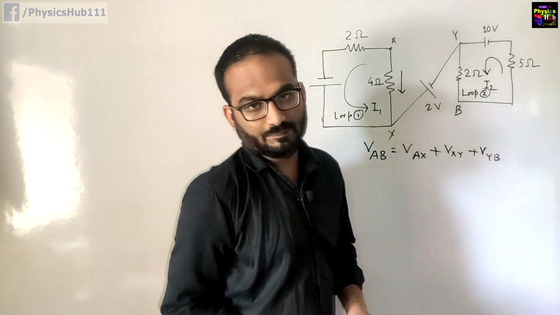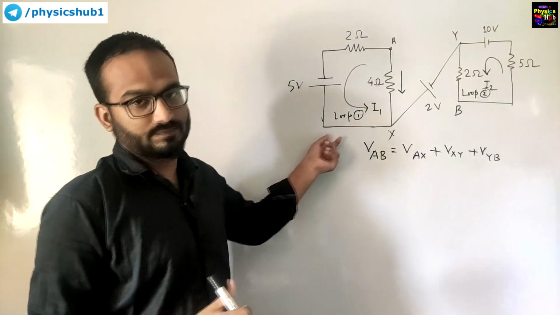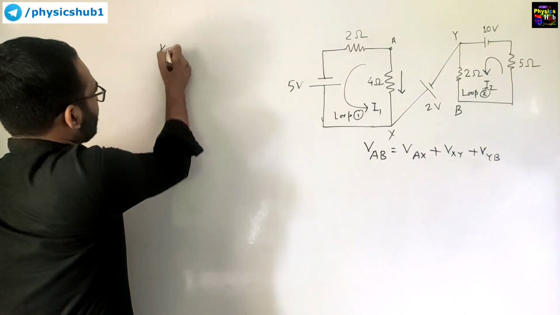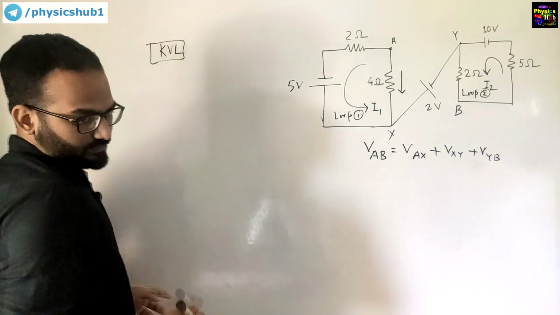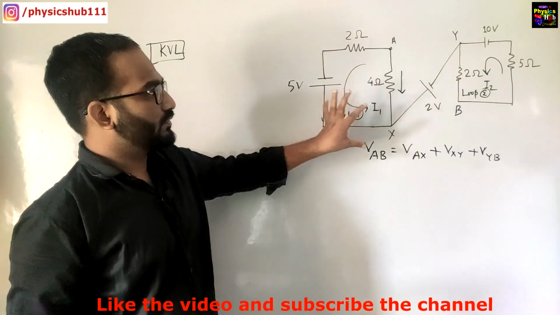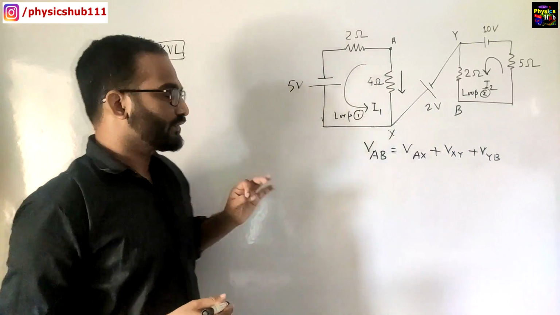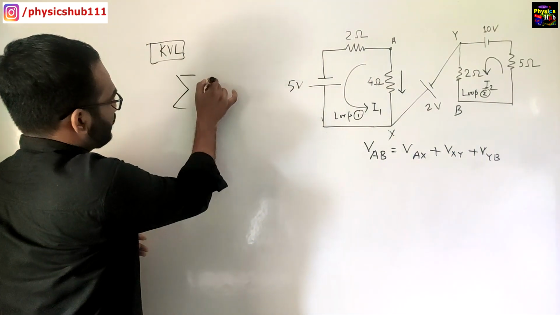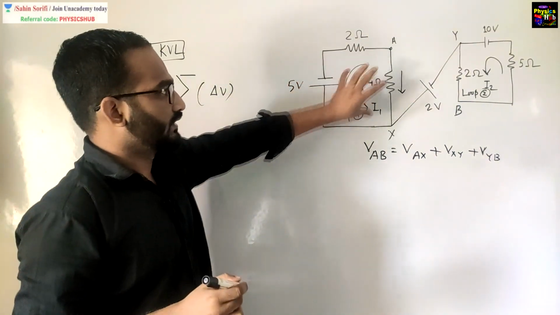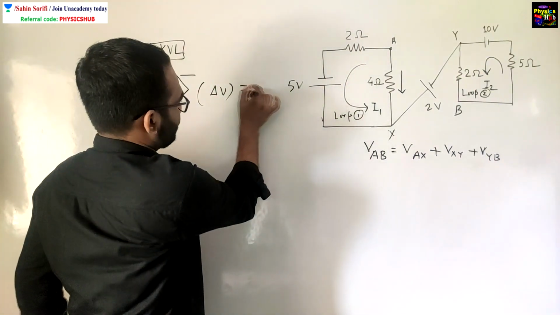Now before we go further, let me tell you a basic law which will help us tackle this problem. The rule is Kirchhoff's voltage law, in short KVL. According to Kirchhoff's voltage law, in a closed loop, the algebraic sum of the voltage drops is 0. Mathematically, if you calculate all the voltage drops across batteries and resistances around the closed curve, the algebraic sum of these voltage drops will be equal to 0.